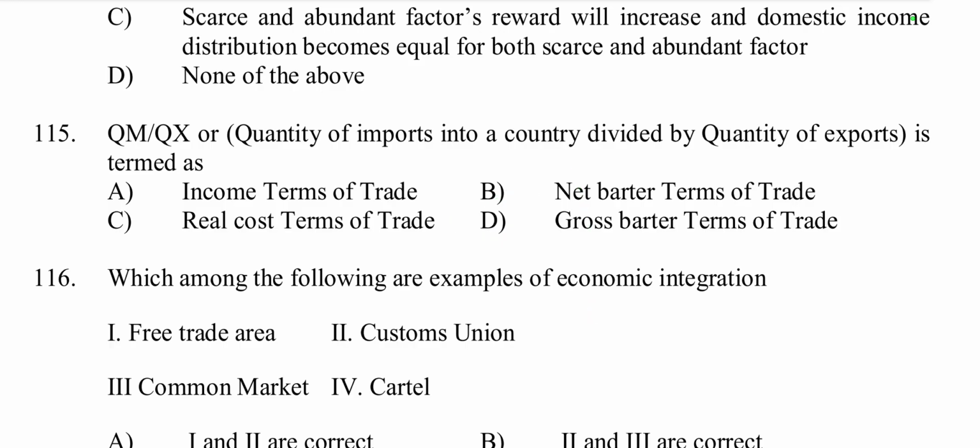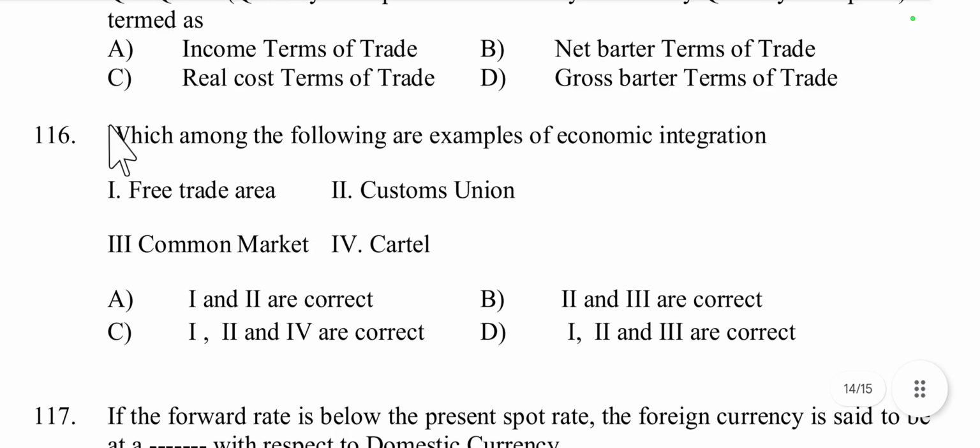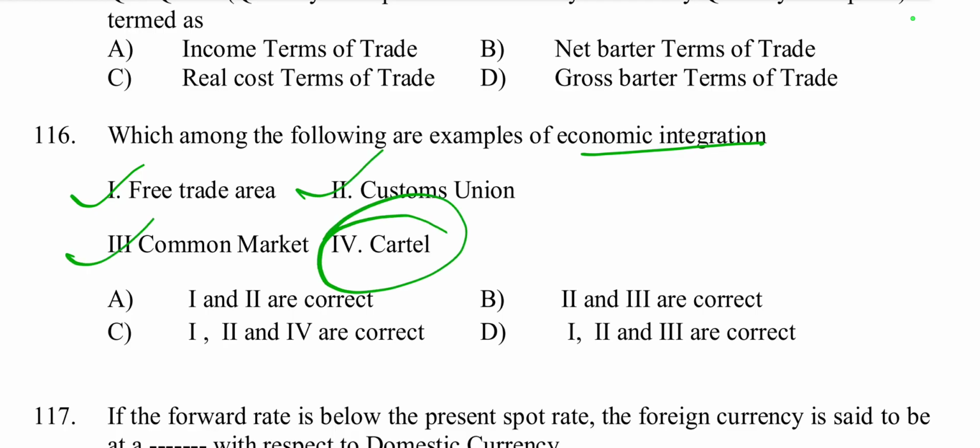Then question number 116. Which among the following are examples of economic integration? Free trade area, customs union, common market. These all are related with economic integration. Free trade area, customs union, common market, but cartel is not here. So 1, 2, 3 in option number D.